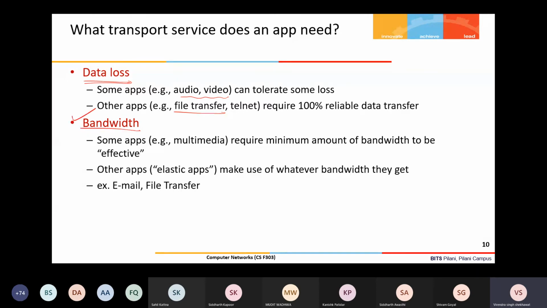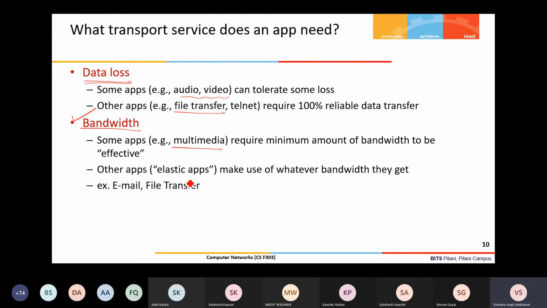Then the next is bandwidth. Some applications, like multimedia applications, require some minimum amount of bandwidth. Sometimes you might have observed that in video communication, if the bandwidth on your side is very low, the video does not run properly. It stops in between, breaks for a minute or two, and then connects again. So some minimum bandwidth is required. Without that, the application is not going to work until that minimum bandwidth is available.